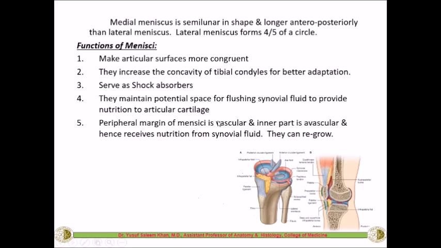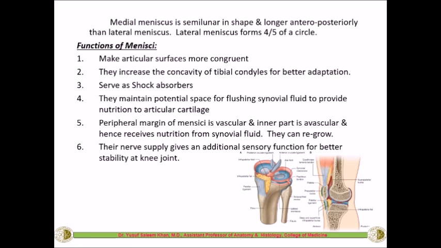The peripheral margins of the menisci are vascular and the inner parts are avascular. The peripheral margins are vascular because they are supplied by the same arteries which supply the capsule of the knee joint. And the inner parts are avascular, so they are supplied with nutrition from the synovial fluid, and they have the capacity to regrow.